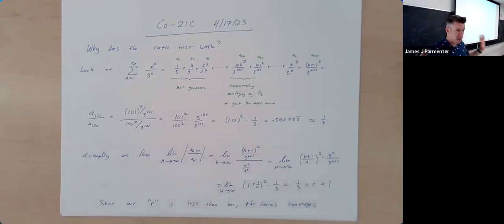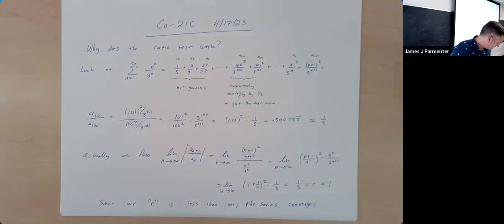So big picture, when you're using the ratio test, you're just saying the series looks a lot like, or acts a lot like, a geometric series that either converges if r is between -1 and 1 or diverges otherwise. So kind of neat. Let's look at a couple other examples just to see.